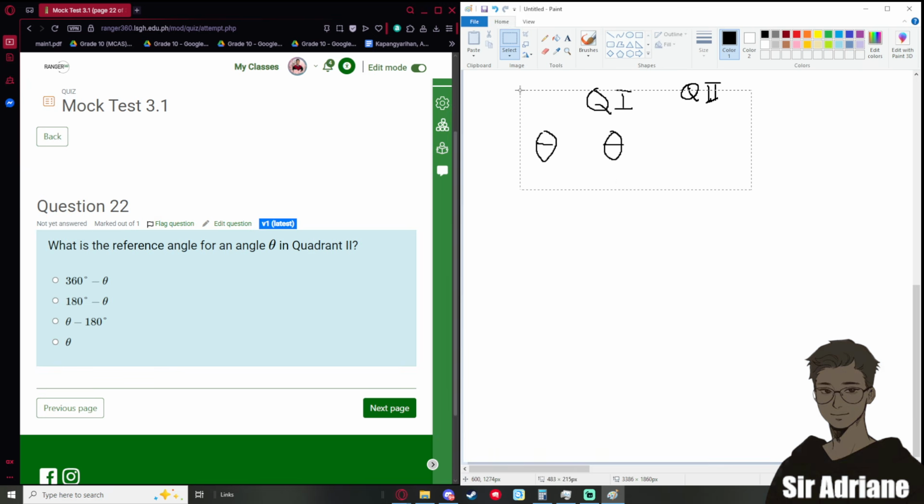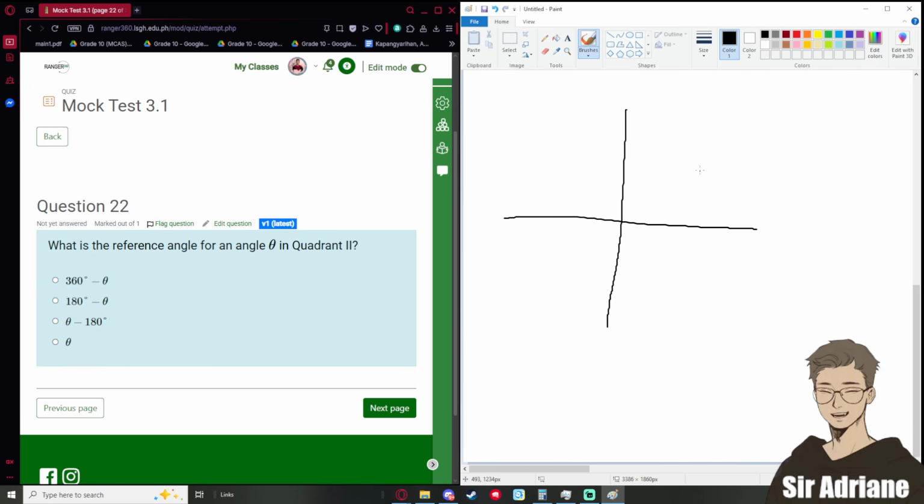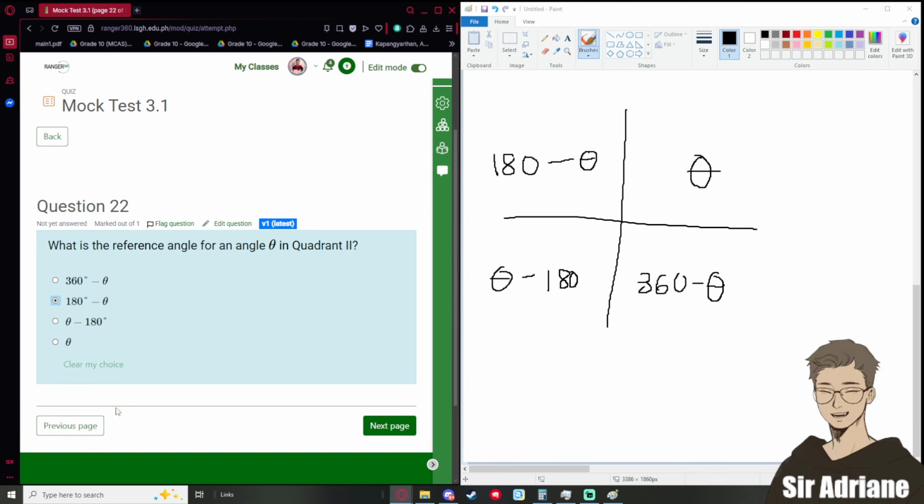Let me do it like this. So if it's in quadrant 1, the reference angle is theta. If it's in quadrant 2, it's 180 minus theta. If it's in quadrant 3, it's theta minus 180. And then if it's in quadrant 4, it's 360 minus theta. So the correct answer here is this, 180 minus theta.